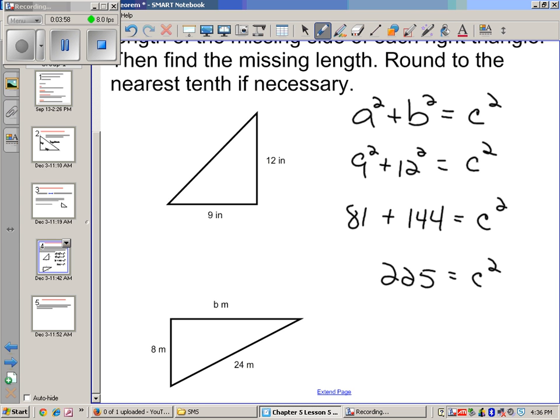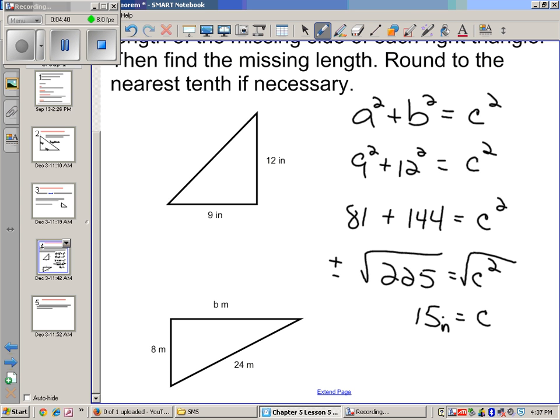So we have to get rid of that squared on the other side of the equal sign. So again, some of you might remember, you have to take the square root of both sides. Remember, the square root is a plus or minus, because underneath that square root, two negatives do equal a positive. So we take the square root of there, and that is c equals 15. It could be a plus 15 because you really can't have a negative 15 as a measurement. So it'd be 15 inches. So again, always label 15 inches for c.